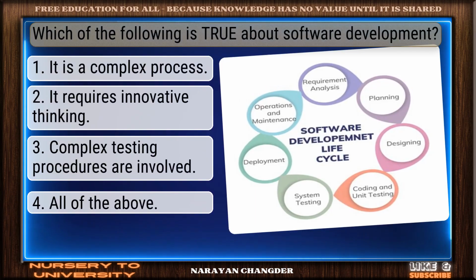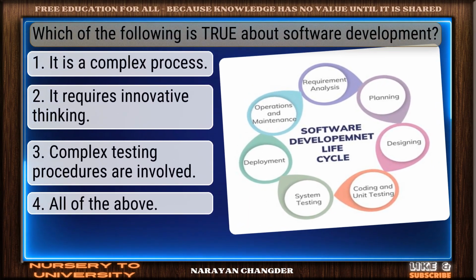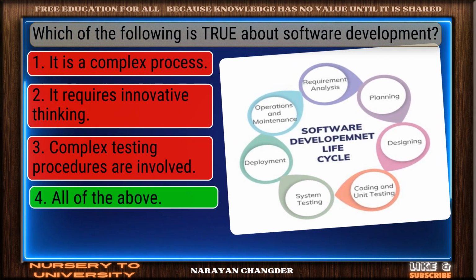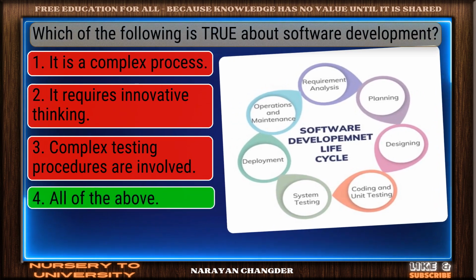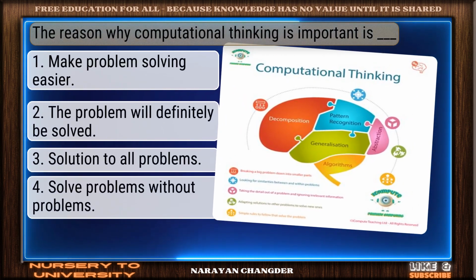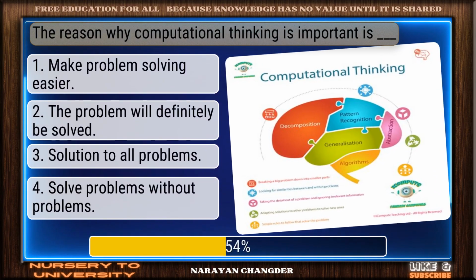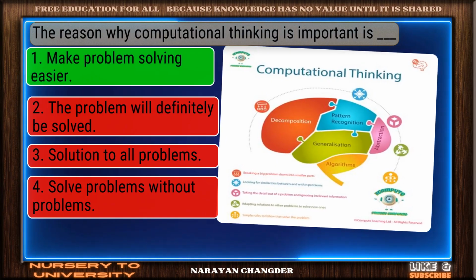Question number 25. Which of the following is true about software development? Sharp thinking. All of the above is the right choice. Question number 26. The reason why computational thinking is important is dash. You got it. Your choice make problem solving easier is right.